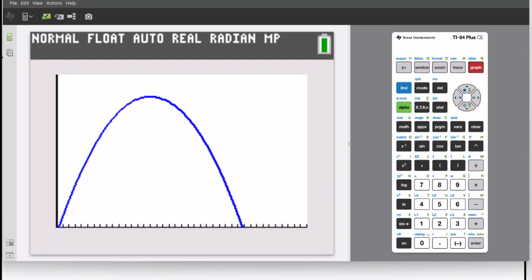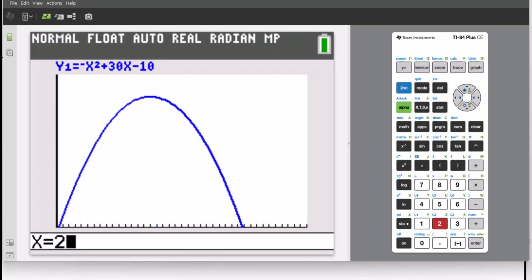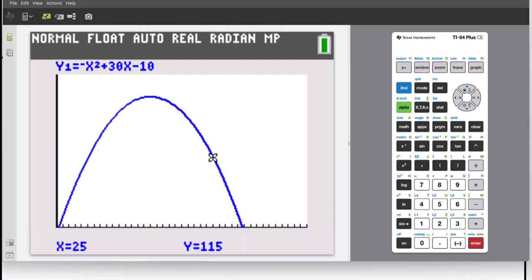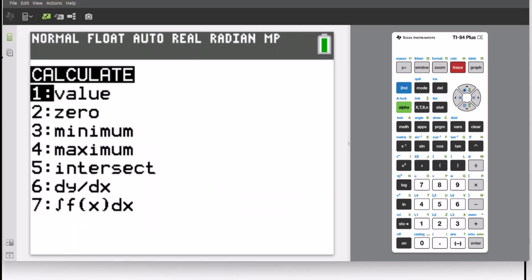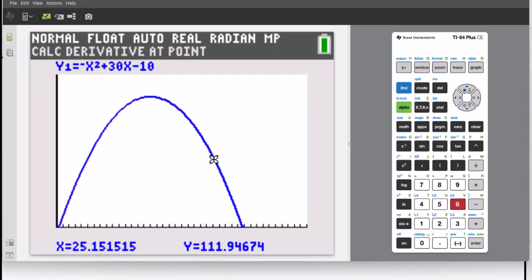And so now let's click on trace and go to 25. That's the point we're interested in. And you can see the parabola is on the way down there. As a matter of fact, if I click on second trace and use option number 6, I can find the slope at that location. It's negative 20, just like we found on the paper.